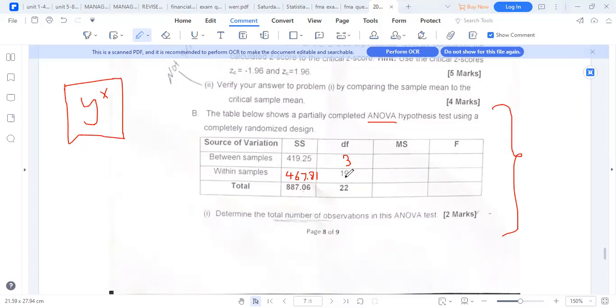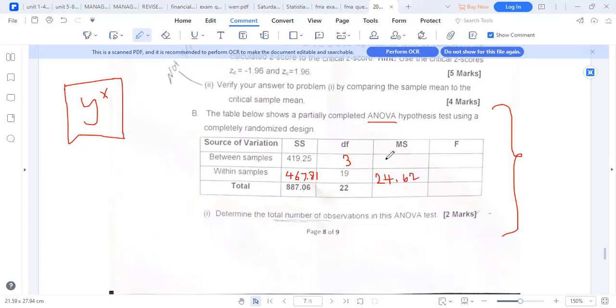I've gotten that one. So we subtract. Also, there's just 22 minus 19. Exactly. Then here it's the mean. Divide this into there, this into there. Oh, okay. What are we getting? On the within samples, 24.62. 24.62 within samples.